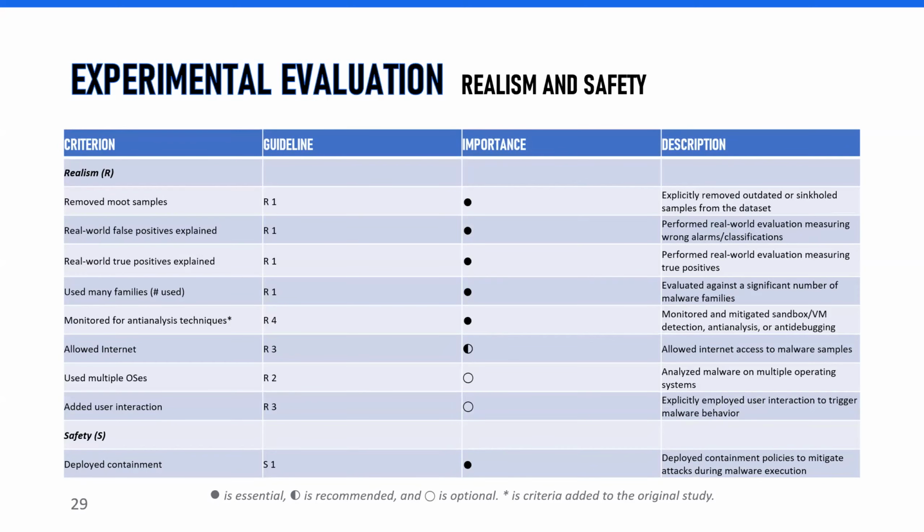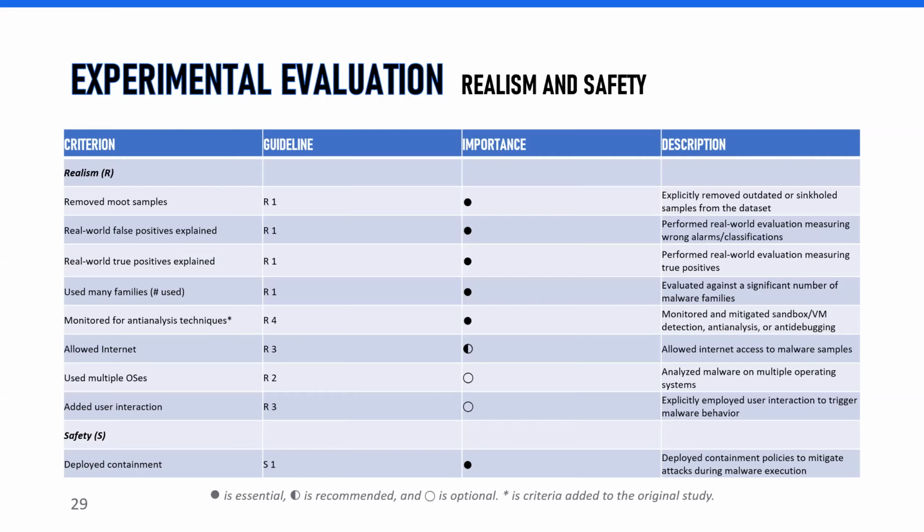And finally, realism and safety. So researchers here should remove outdated or sinkholed samples that would invalidate the experiment, allow contained internet access, emphasis on contained, or evaluate on multiple operating systems, and or add user interaction in case a malware is smart enough to detect when a user is not running, or you have a malware that only activates when a specific user action is created. So for safety, the researchers should deploy containment and describe how they deployed their containment. Doing so protects other researchers who may want to reproduce the experiment without having to guess how to do it safely.